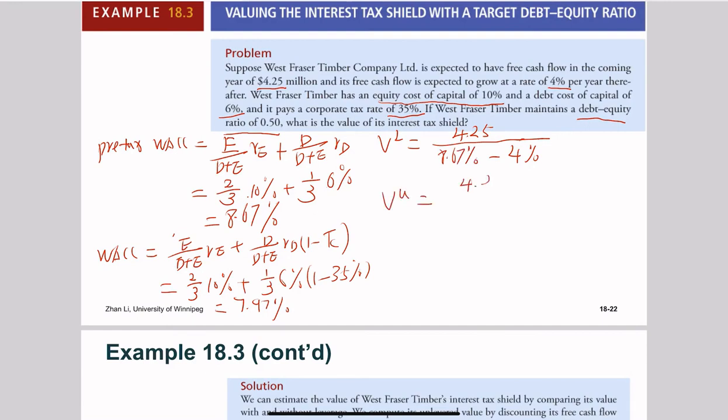What about VU? Again, same cash flow, same constant growth rate, but the difference is you will use a different cost of capital. You would use pre-tax WACC, right? So to calculate unlevered value, you would use pre-tax WACC, which is 8.67%.